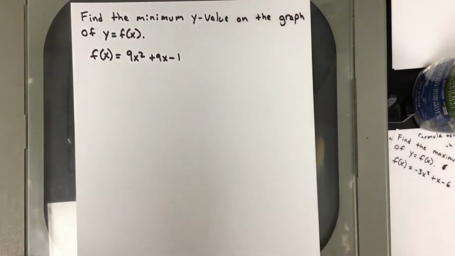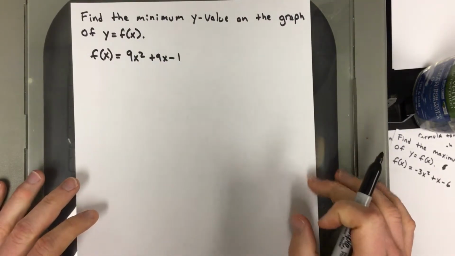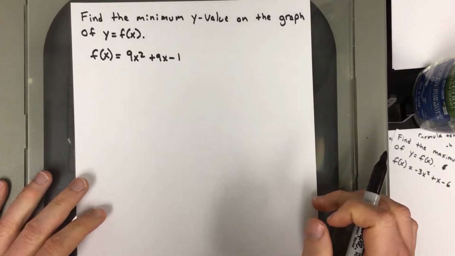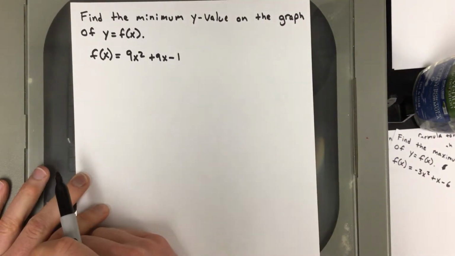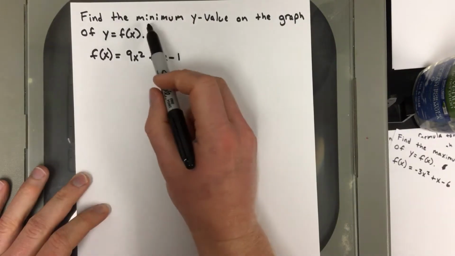Hey everyone, here's another example from section 3.1. In this case, they're going to ask us to find the minimum y value on the graph of y equals f of x. So they give us an equation that's in standard form, and they want to find the minimum y value. So they're asking for a minimum point.